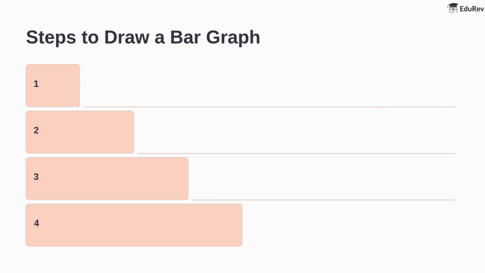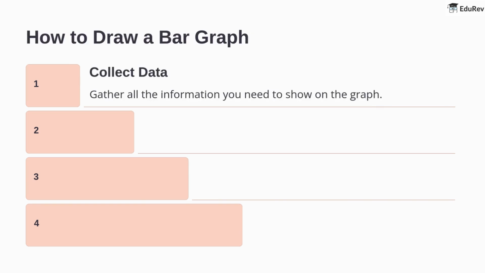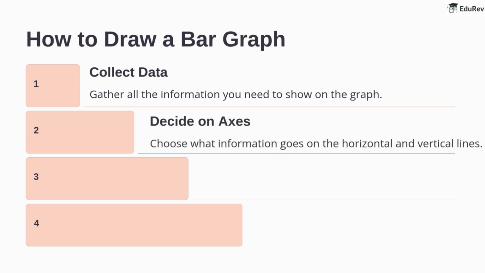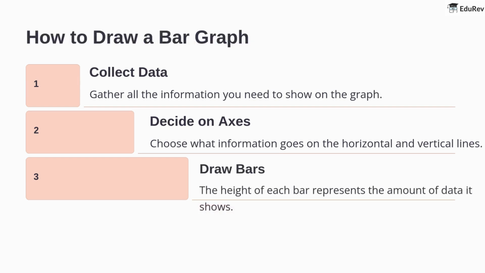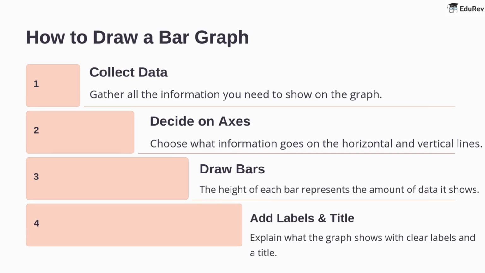Creating a bar graph is simple if you follow these steps. Collect data. Start by gathering the information you want to display. Decide on axis. Choose what will go on the horizontal axis, categories, and the vertical axis, numbers. Draw bars. For each category, draw a bar. The height of the bar should match the amount of data it represents. Add labels and a title. Clearly label the axis and give your graph a title to explain what it shows.